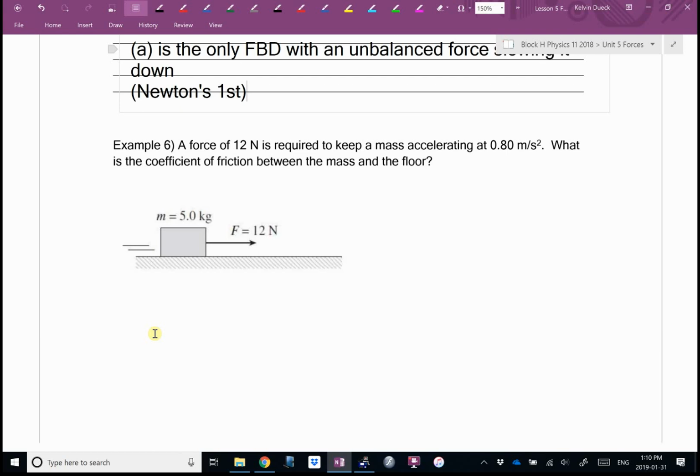And this is how my brain would think. I also see an applied force. There's more than one force. What's this a job for? Free body diagram. That's how I put all that together.